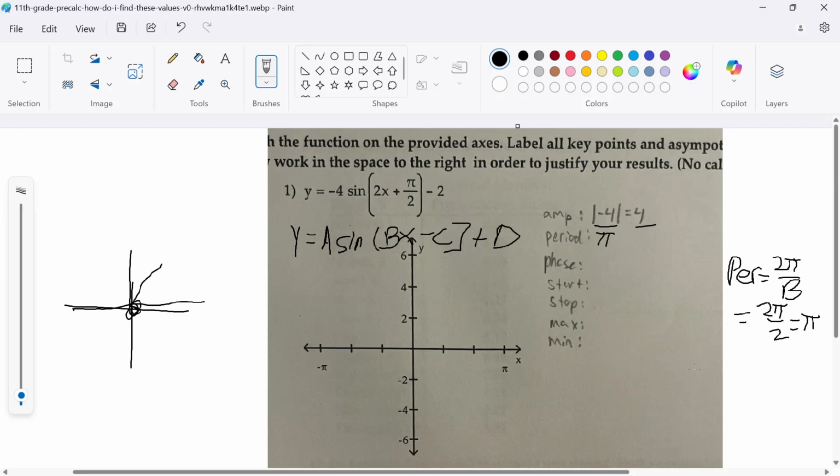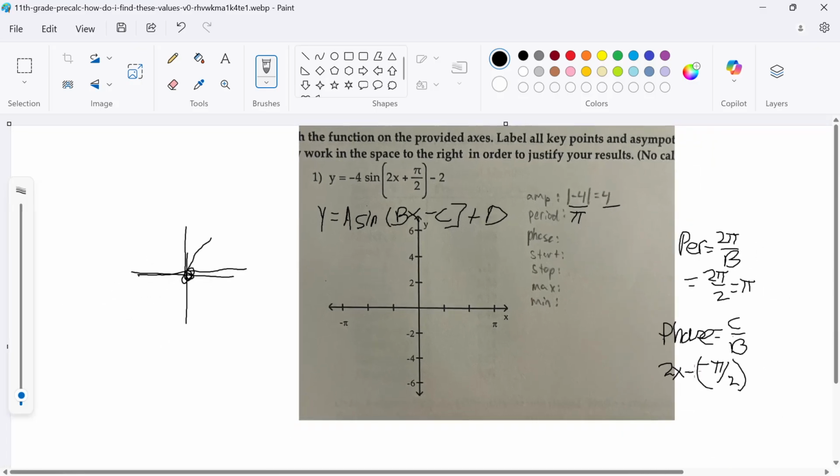The phase shift is equal to c over b. But remember, it's bx minus c, so 2x plus pi over 2 is 2x minus negative pi over 2. Negative times negative is a positive. So c is actually negative pi over 2. So the phase shift is negative pi over 2 divided by 2, which is equal to negative pi over 4.